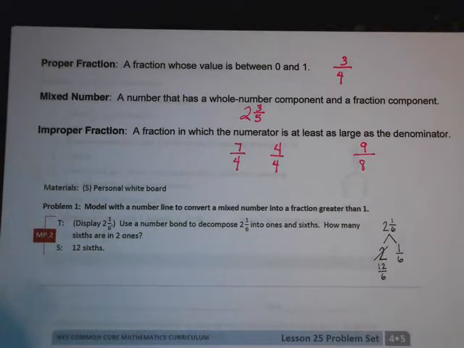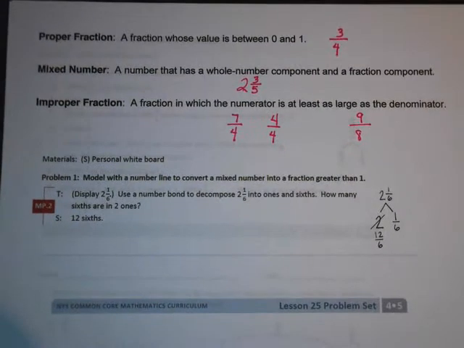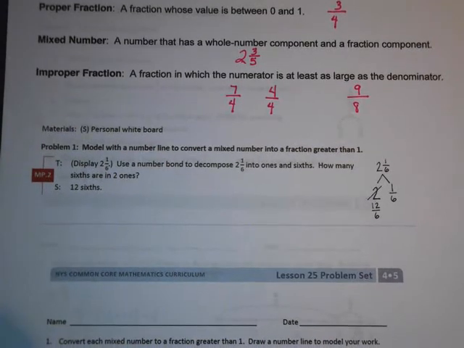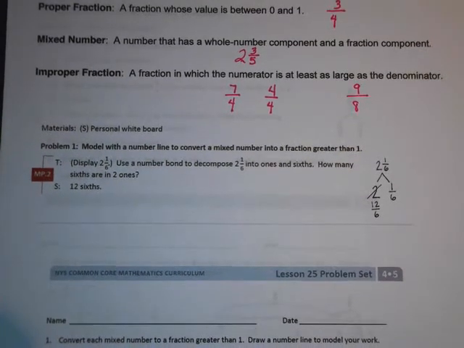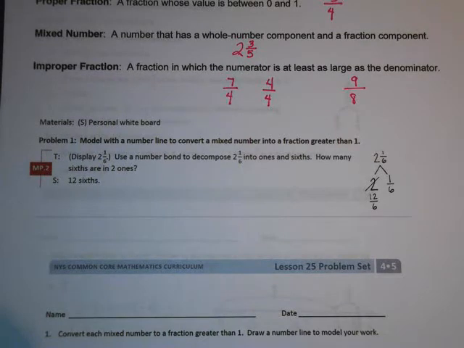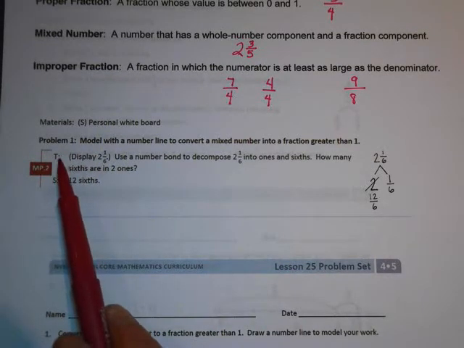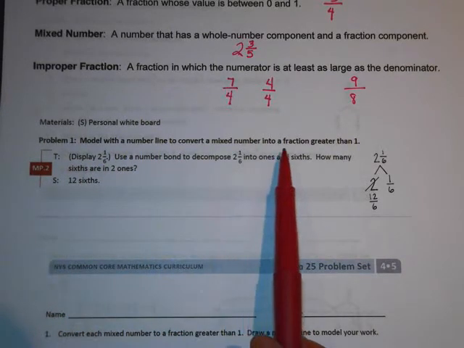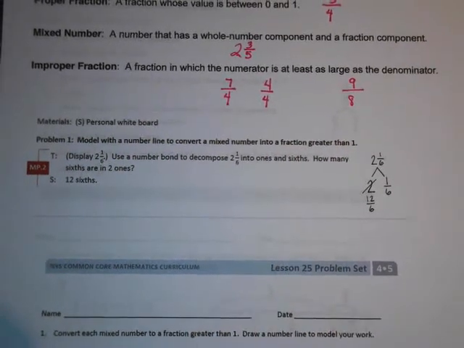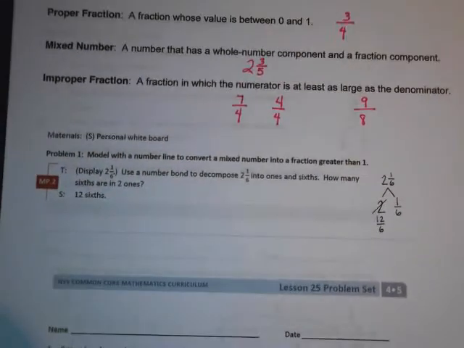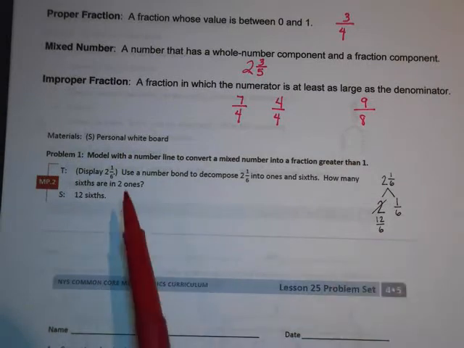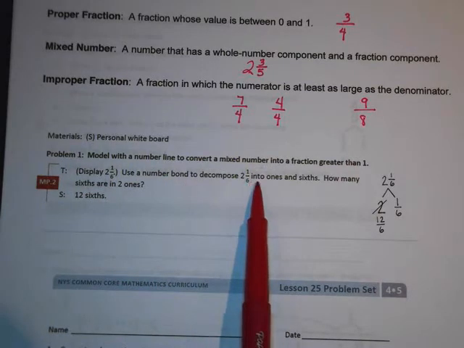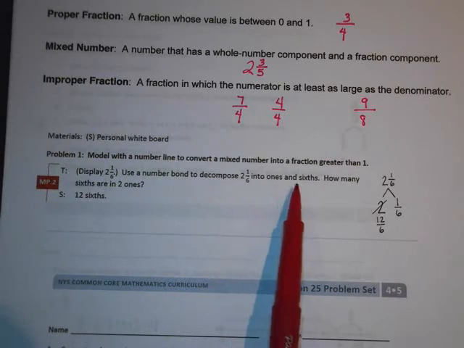All right, this is very different from how they're teaching kids to go back and forth between improper fractions and mixed numbers. So this is going to be something on your test. I want you to do this Engage New York style, right? So here are the directions, the teacher and the student. It says, model with a number line to convert the mixed number into a fraction greater than 1. So we're going to do it on a number line down here, but we're also going to do it with number bonds. So 2 and 1/6. Use a number bond to decompose 2 and 1/6 into ones and sixths.